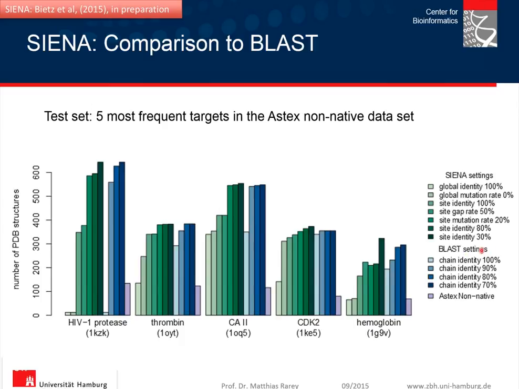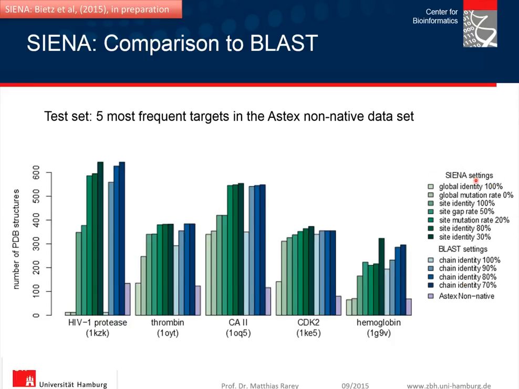So here you can think about what you would do with BLAST. You would probably say, I want to have chain identity 100%, but this might cause problems. You will find only a few structures over here because you have minor changes in the amino acid sequence. So you can go down with this value, but you have to keep in mind that these values, the chain identity, are always reflecting the sequence identity of the whole protein, not of the binding site. So instead of this, SIENA is focused on the binding site.